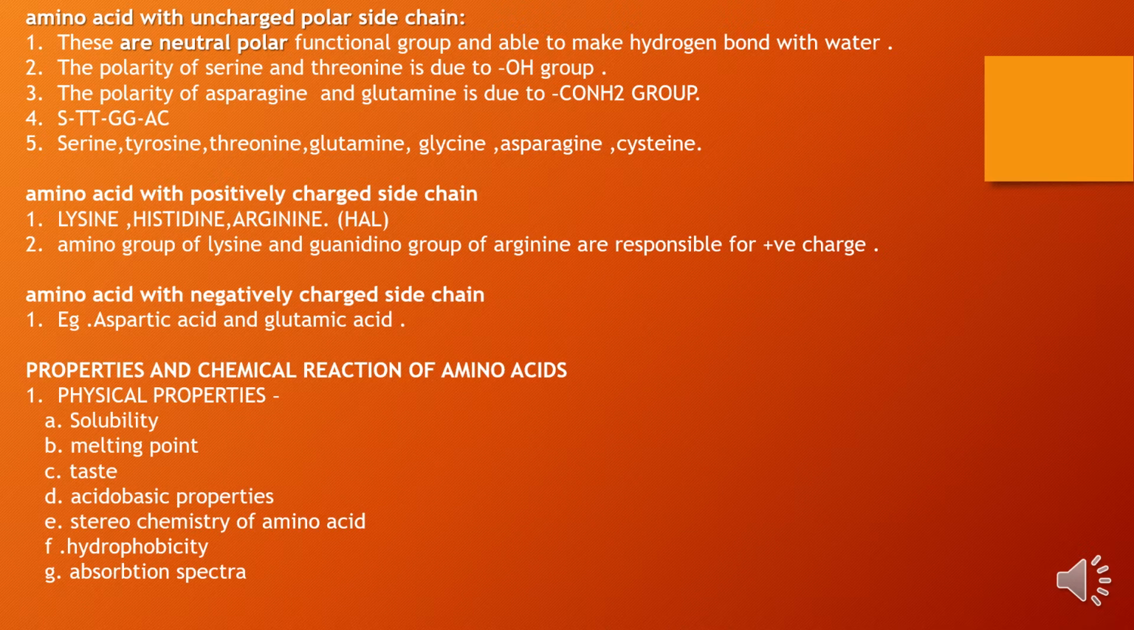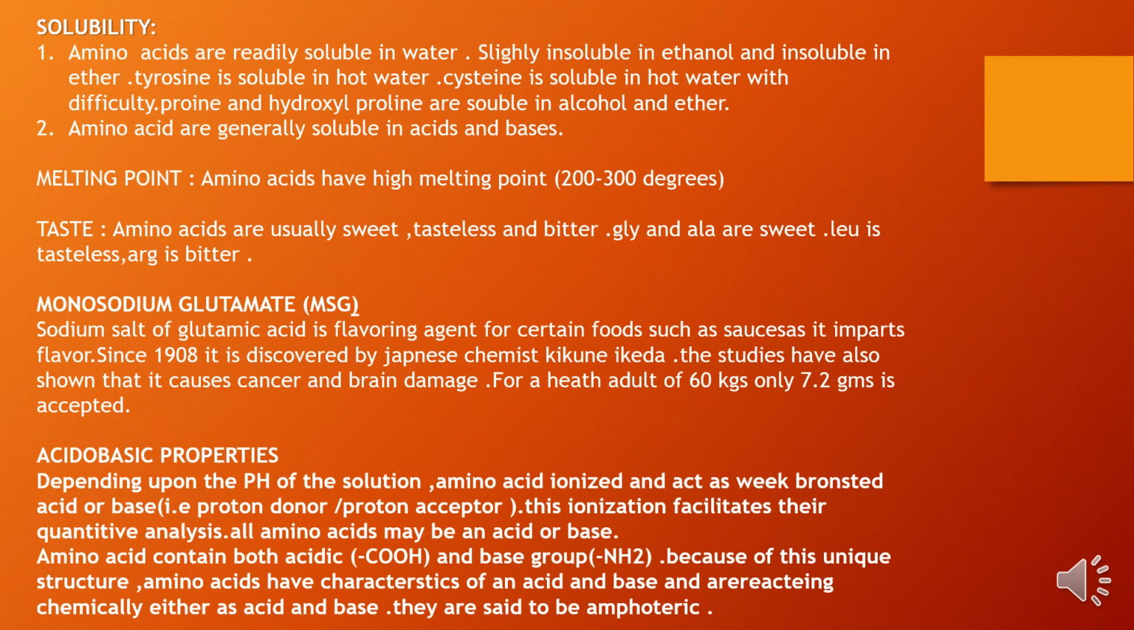Properties and chemical reactions of amino acid. In properties, first we'll discuss physical properties: solubility, melting point, taste, acido-basic property, stereochemistry of amino acid, hydrophobicity and absorption spectra. So there are 7 different physical properties. Solubility. Amino acids are readily soluble in water, slightly insoluble in ethanol and insoluble in ether.